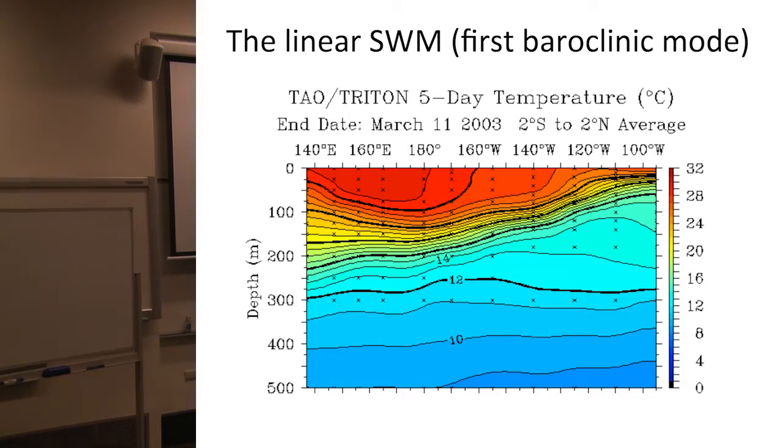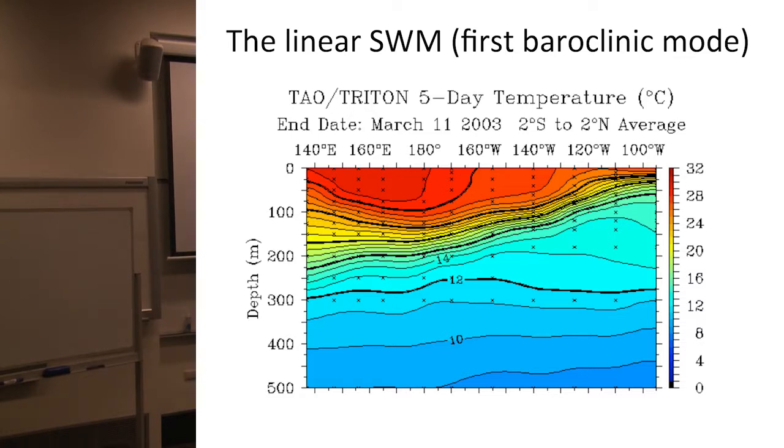Okay, so first this is just a plot of 5-day temperature on the equator. It's an average between 2 north and 2 south. There are three main things you need to observe from this. You can see the warm upper ocean, these deep reds, and it pretty much spreads over the entirety of the upper ocean. And then you've got this cool lower layer down here, and you can see there's a really sharp gradient between them.